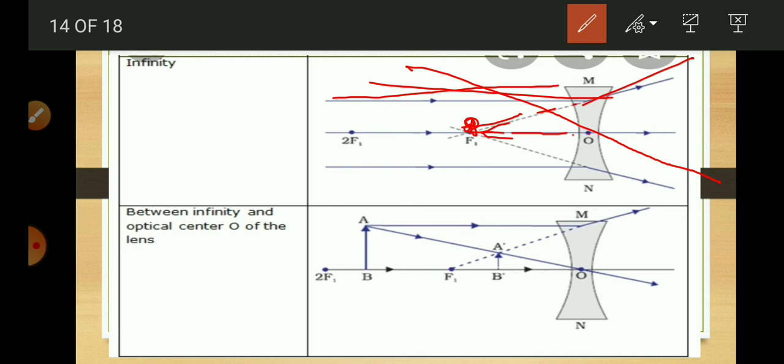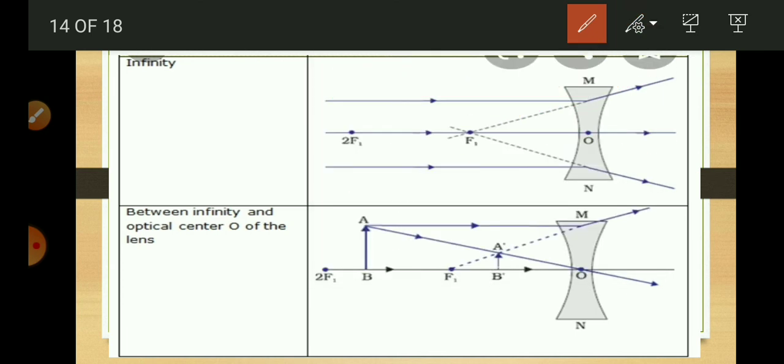That point is the image of our object. The point where they meet is the image of the top of object, that is point A, if object is AB. Properties of image are virtual, erect and diminished. Position is, image will be formed at F1, at principal focus. It is highly diminished, virtual and erect.